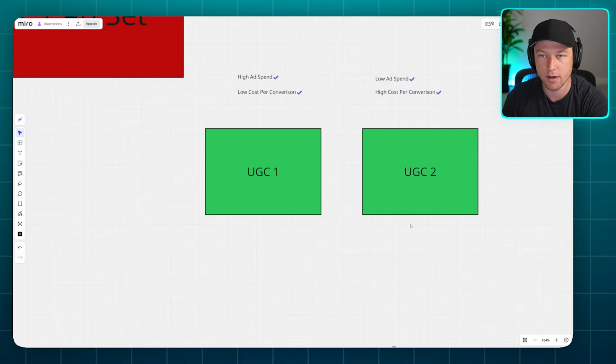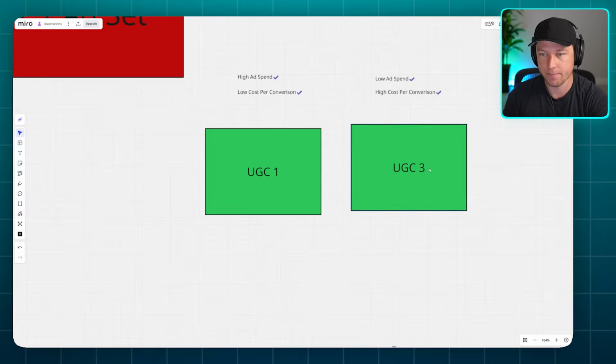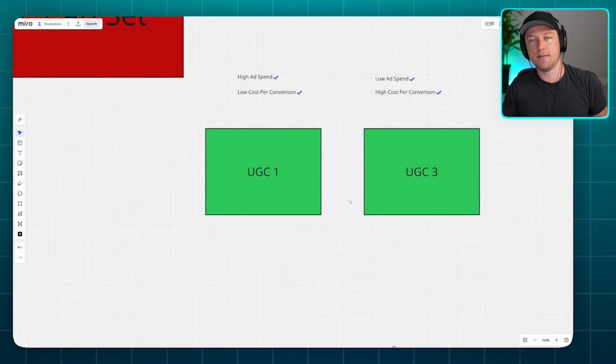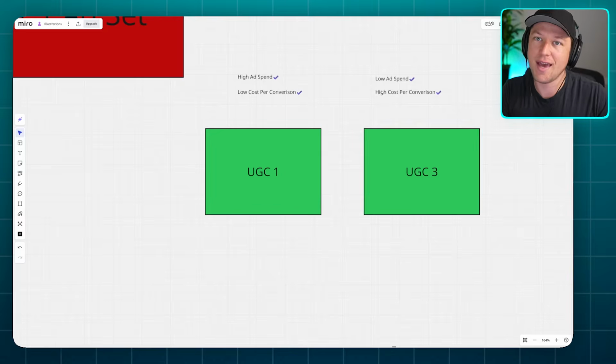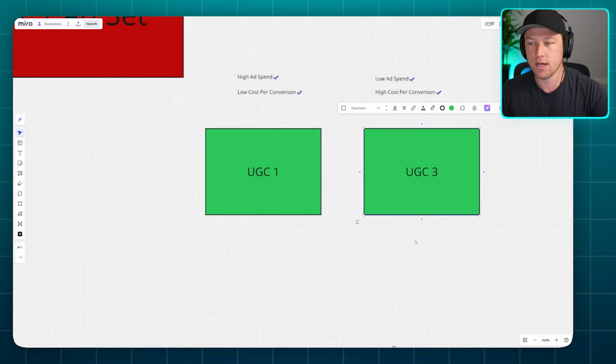Same exact scenario in terms of we want to now for sure pull this out completely and add in UGC3 and not worry about it being potentially in the other part of the funnel, because high cost per conversion and low ad spend means that it doesn't want to push and it's not working as bottom of funnel. And so we don't want to have this in the account anymore. We want to cycle in a different UGC.